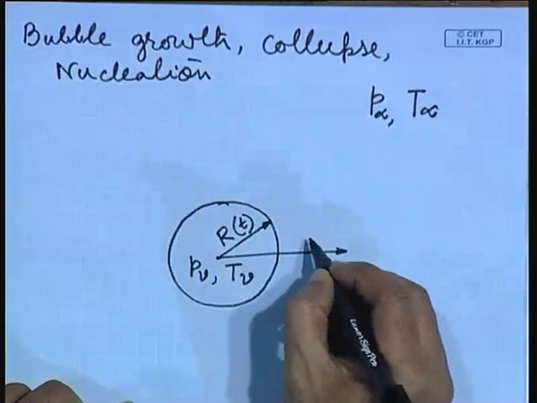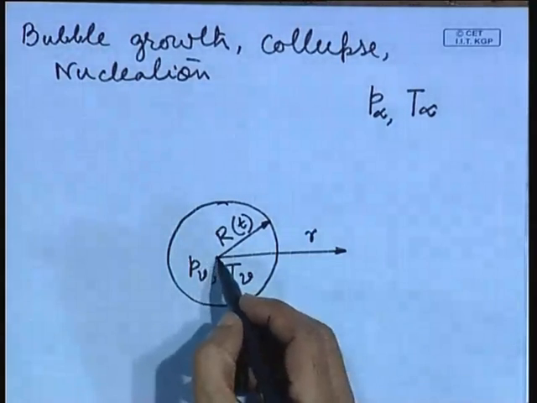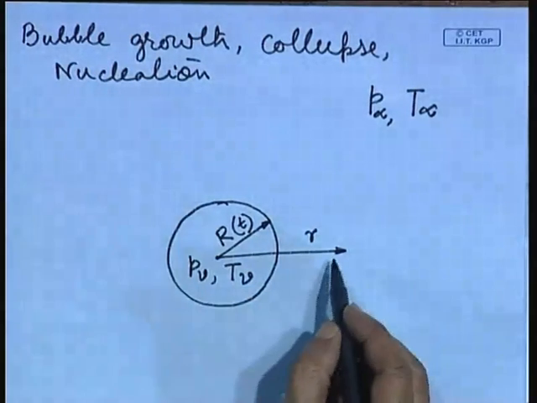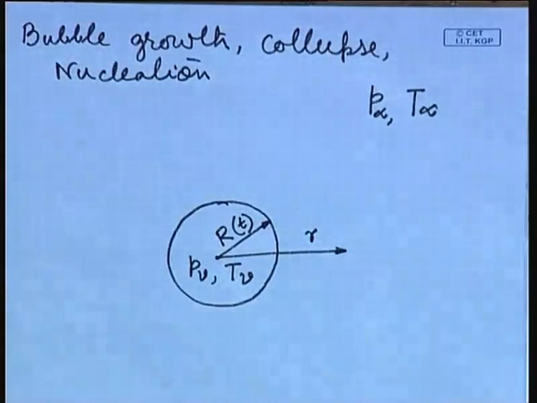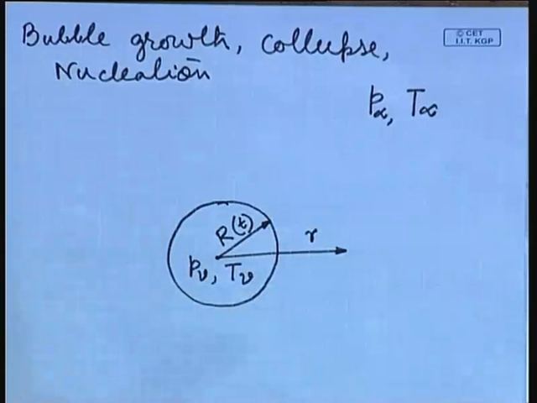Basically, for the analysis one can take some sort of a spherical coordinate system which has its center at the center of the bubble, and R is the coordinate with which we can develop the analysis for such a bubble for its growth and collapse.